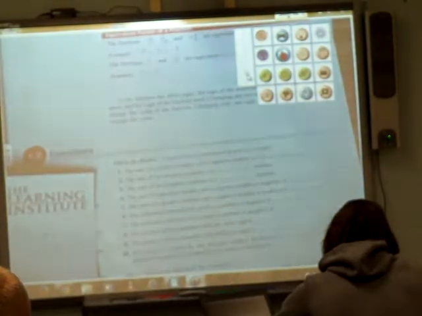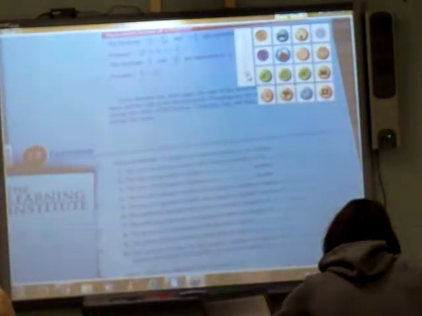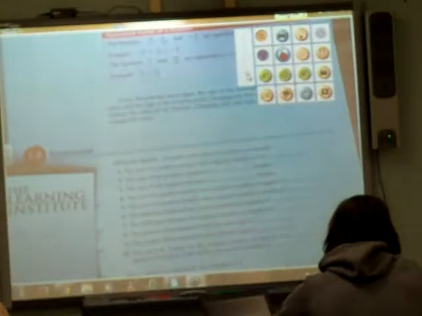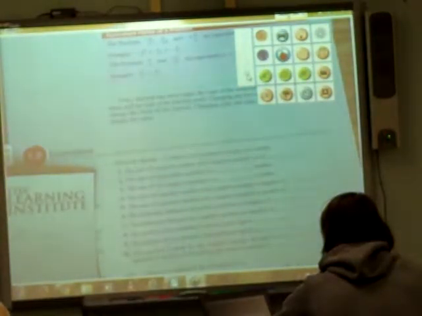The sum of a positive and a negative number is negative if. What would make it negative? The sum of a positive and a negative number is negative if what?